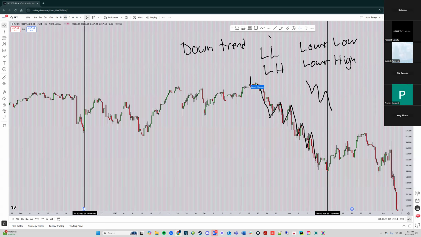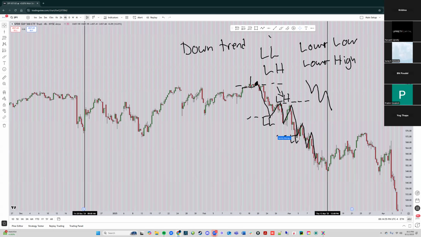This is our starting point. This just made a lower low. Why is it a lower low? Because this low is lower than this. Then it makes a lower high, because this was our high before, and this just came back down. Then we have another lower low.